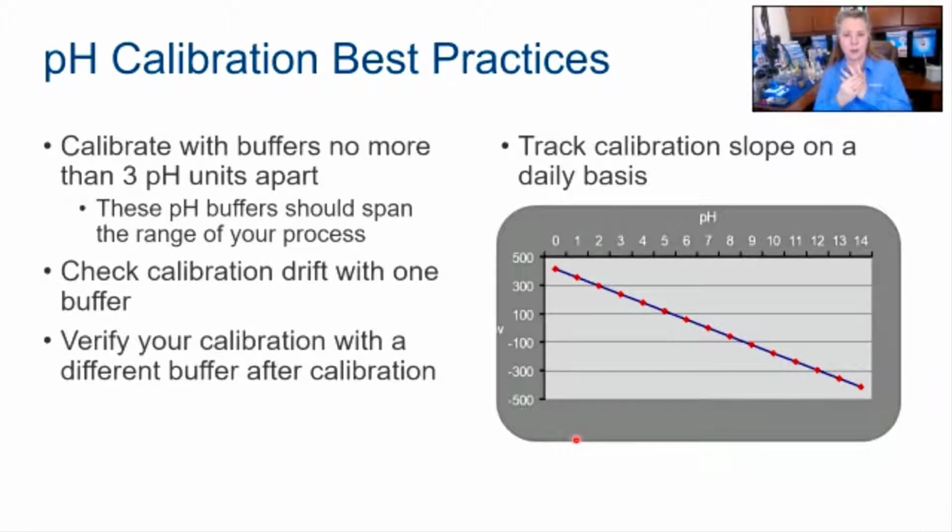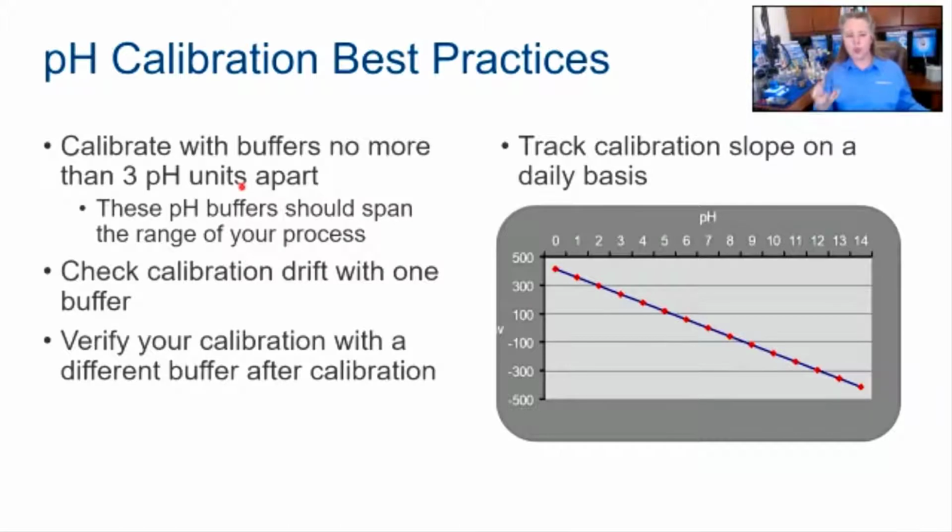Now, there's some really weird pH units out there. I think we're all used to 4, 7, and 10, but believe it or not, there are buffers for pH 1.68, pH 3.5, pH 8, pH 5. So you can get that 3 units by playing around with those buffers and getting an idea.